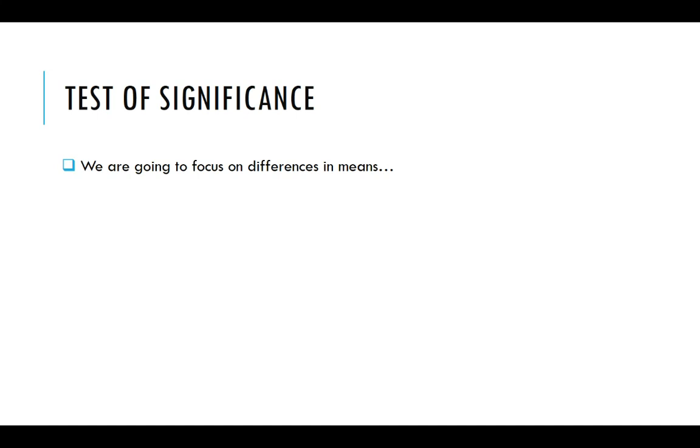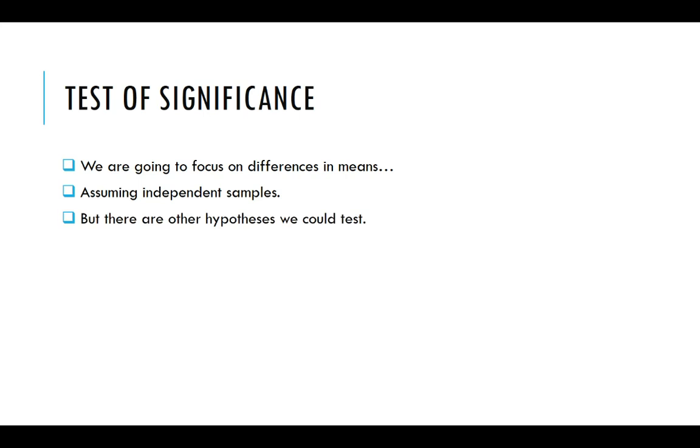That's what I've been talking about this whole time, that I'm testing to see if my means are different. Of course, assuming independent samples, that my sample that I took first is independent of my sample I took second. But I want you to understand that there are other hypotheses that we could test in a very similar manner, meaning that if you understand this, you understand how to do other tests. For example, we could test for differences in proportions or percentages. It doesn't have to be just a mean.